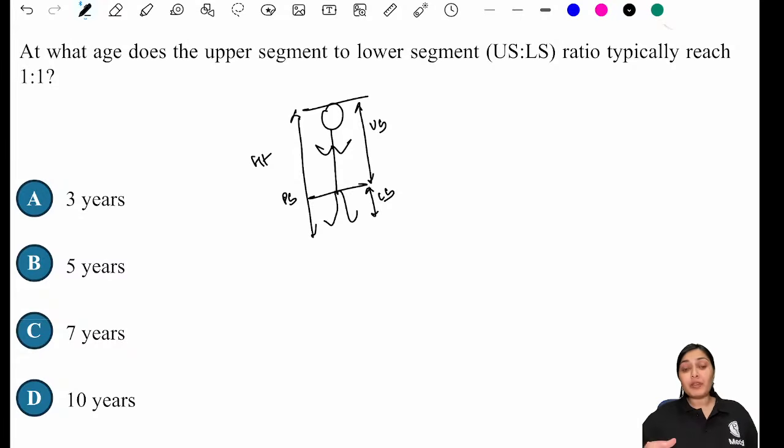Why is this important? This is important when I am evaluating short stature, whether this is a proportionate short stature or a disproportionate short stature. If this is a proportionate short stature, both upper segment and lower segment will decrease, so my ratio would stay normal. But if this is a disproportionate short stature, either the trunk is short or the limbs are short, then my upper segment lower segment ratio will be either increased or decreased as per the disproportionality, right?